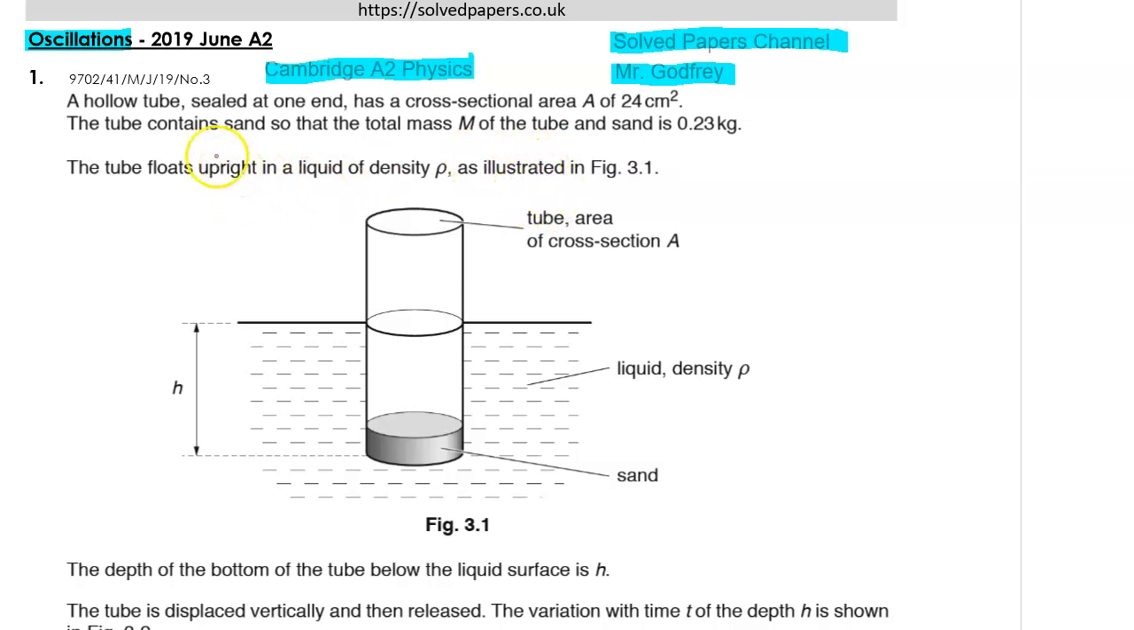Shall we get started? Question number 1 was set on variant 4.1, and this was question number 3. These questions are on oscillation. So let's get started. In number 1, we are told a hollow tube sealed at one end has a cross-sectional area A of 24 centimeters squared.